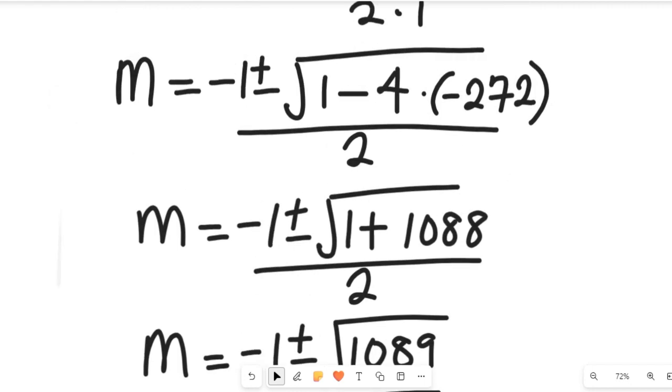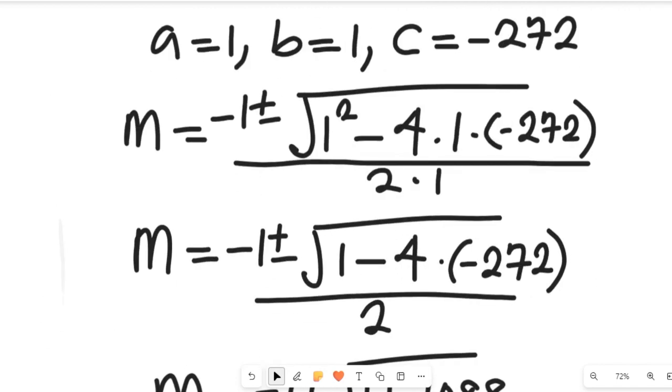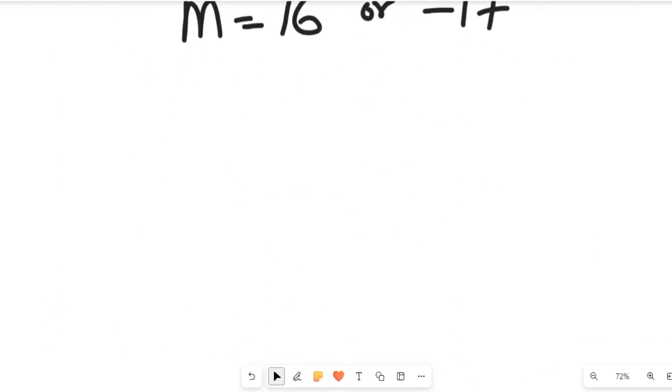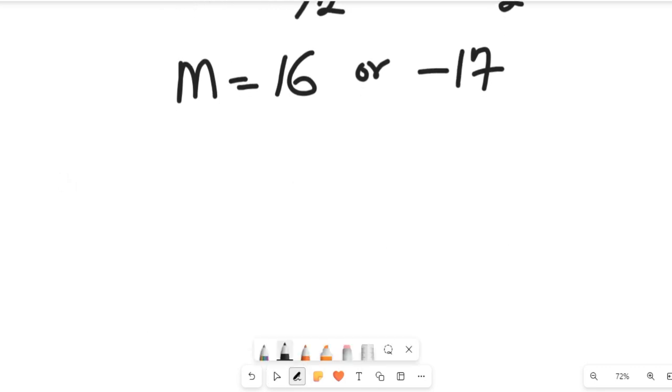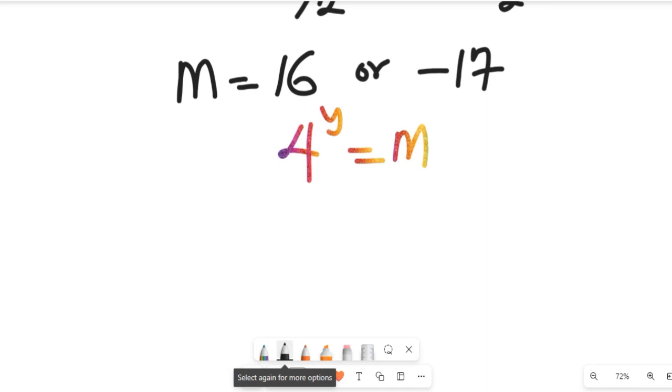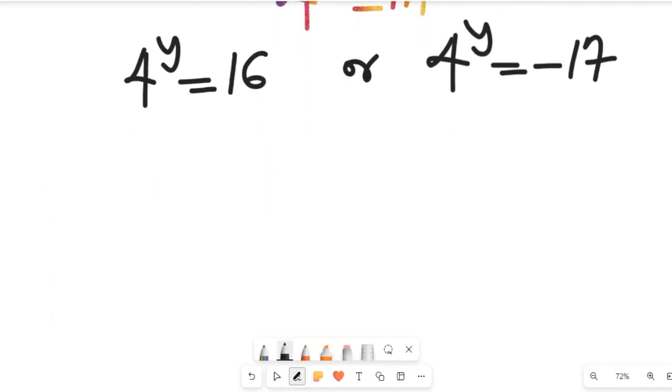Now recall that from the initial part of that equation, we said 4 to the power of y is equal to m. So if we bring that over here, we see that 4 to the power of y is equal to m. So looking at those two equations, 4 to the power of y will be equal to 16, or 4 to the power of y will be equal to negative 17. Now let's solve this right hand side first before the other one.